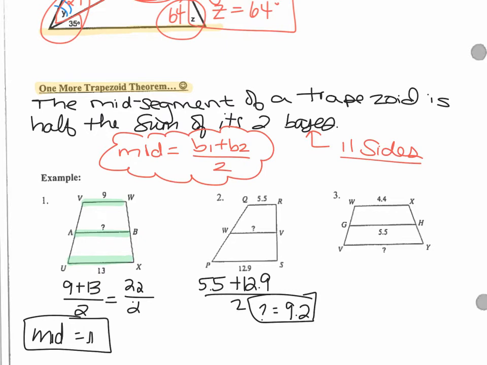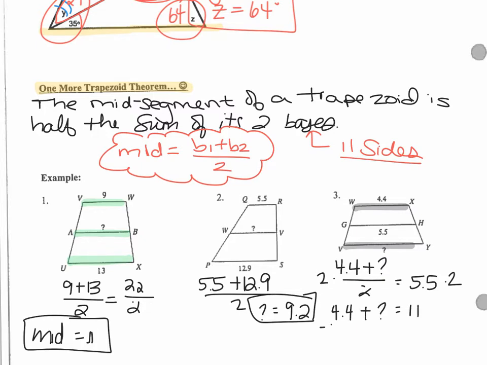If I look at this next problem, my bases, I don't have both of them. So you have two different options you can do this. You can set up an equation. So you could do 4.4 plus question mark divided by 2 equals your mid-segment, which is 5.5. So then I would multiply by 2 because I'm trying to get the question mark by itself. So I'd have 4.4 plus question mark equals 11. So then I would just subtract 4.4 on both sides. So question mark equals 6.6.